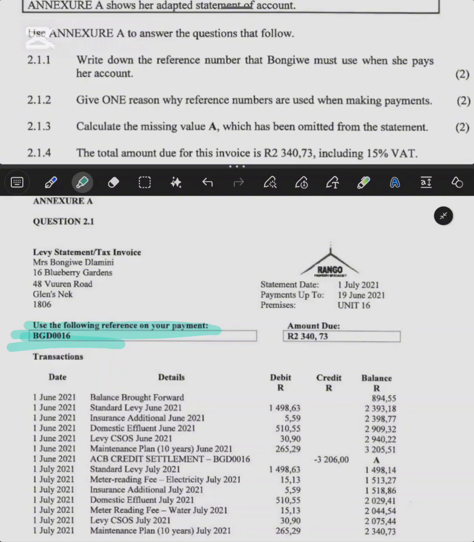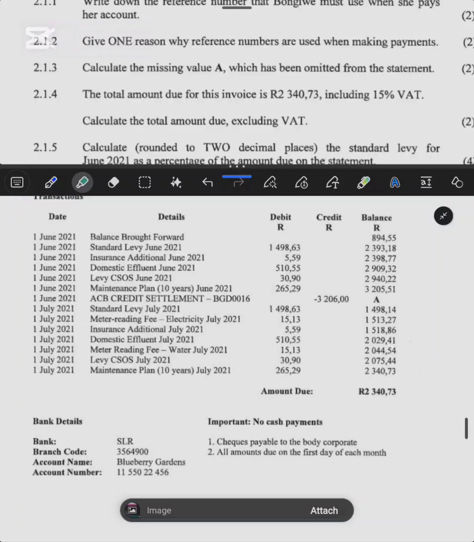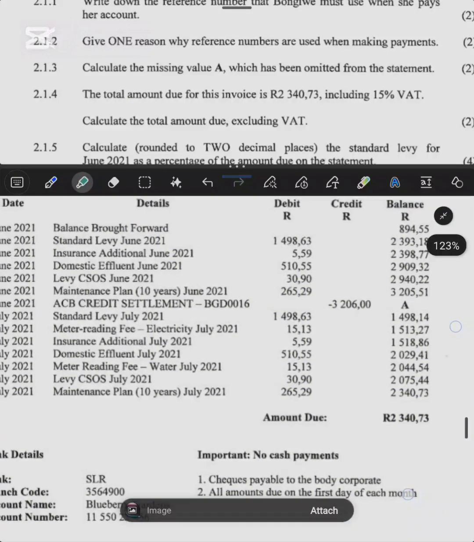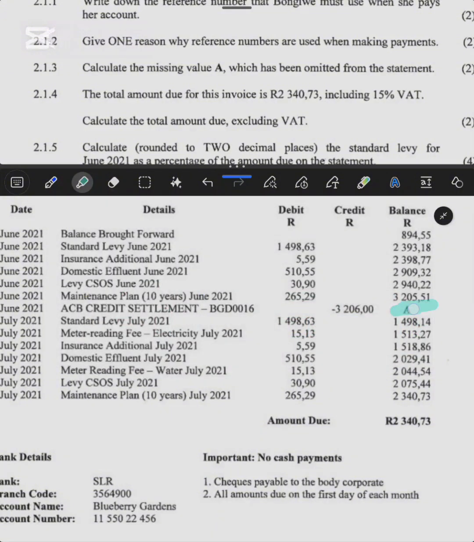Okay. The next one says calculate the missing value A, which has been omitted from the statement. So if we look at the statement over here, we can see the missing value A is actually our balance after a transaction. So these balance columns are running balance columns. It's basically the total after a given transaction has taken place. And in this case, we can see it would have been after this payment over here. And they actually tell you it's a credit settlement payment. So we need to know what is the balance on this account after that payment's gone off.